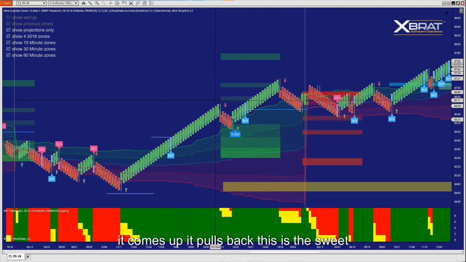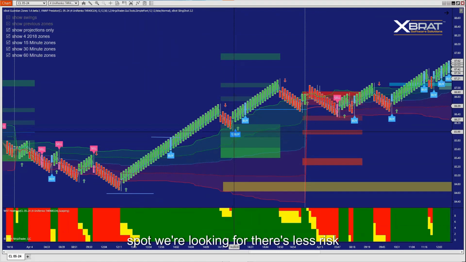It comes up, it pulls back. This is the sweet spot we're looking for. There's less risk, good reward to target 2. Remember, it pulls back, target 2 has an 85% probability of being hit. All 6 time frames are green, target 2's there. So this risk is much less.